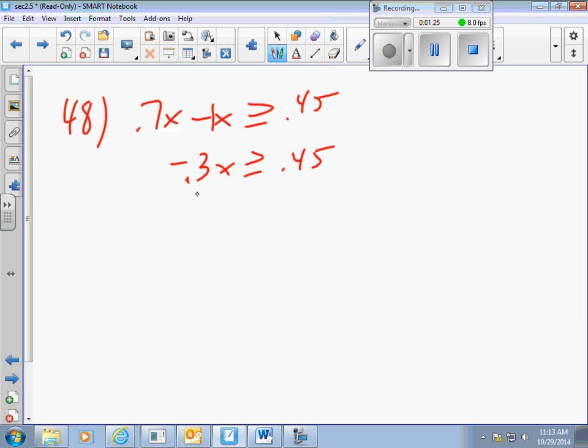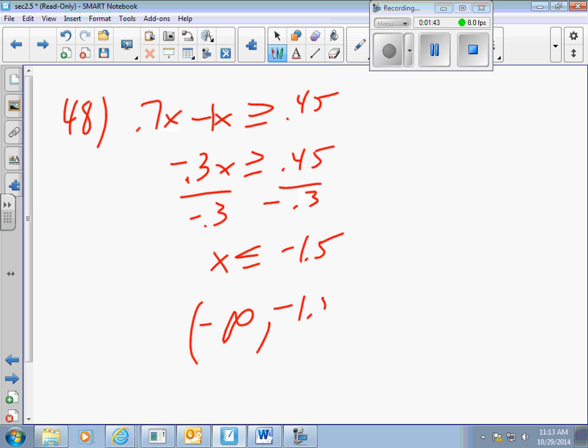And if I divide both sides by negative 0.3, when you divide by a negative, you have to switch the sign, and I get negative 1.5. Again, if we are less than this number, we're going to negative infinity, and we're going to stop at negative 1.5. Because of the equals, we would make it inclusive. Let's now go to question 51.